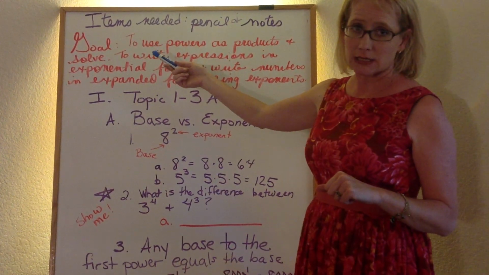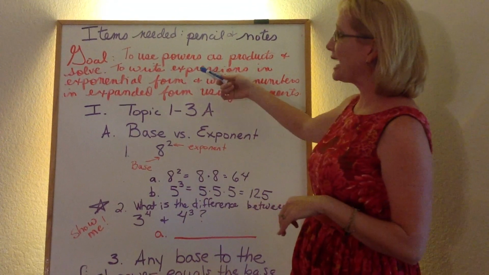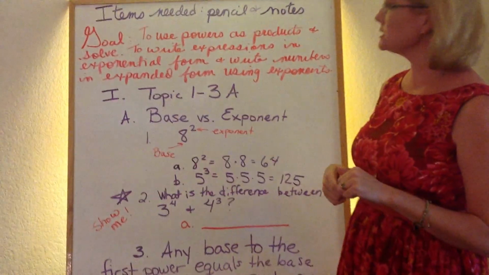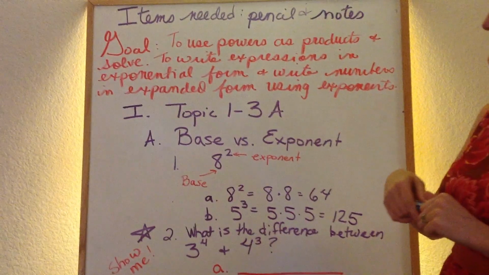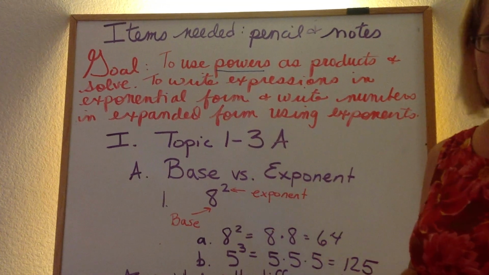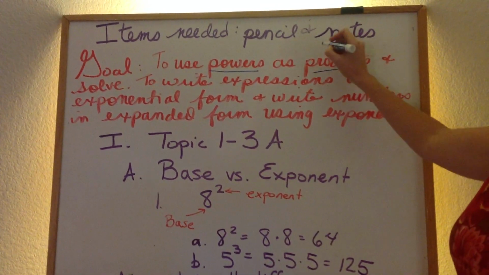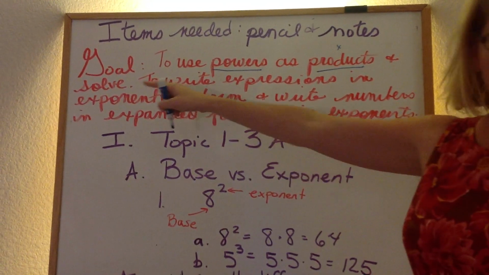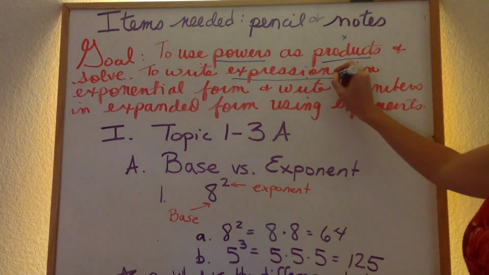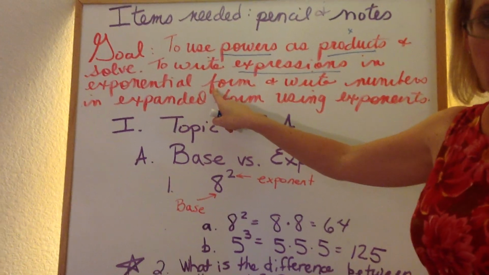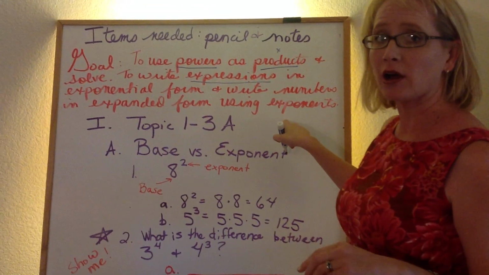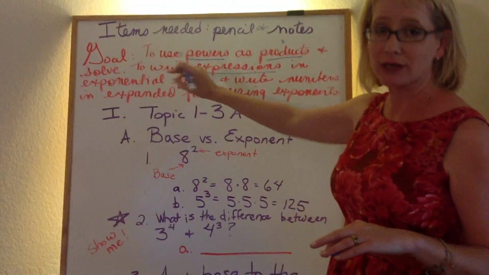Our goal for this lesson is pretty lofty. We want to use powers as products to solve them, to write expressions in exponential form and write numbers in expanded form using exponents. Holy moly. So you need to remember that powers just means exponents as products, and products means multiplication. To solve, that means solve the problems. We're going to write expressions. Expressions are math problems without any equal signs in exponential form, which we'll talk about tomorrow, and write numbers in expanded form using exponents, and we'll talk about that also tomorrow. We're just going to hit that first part today.